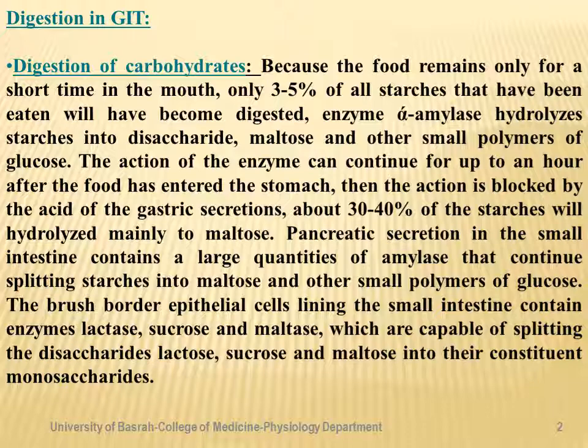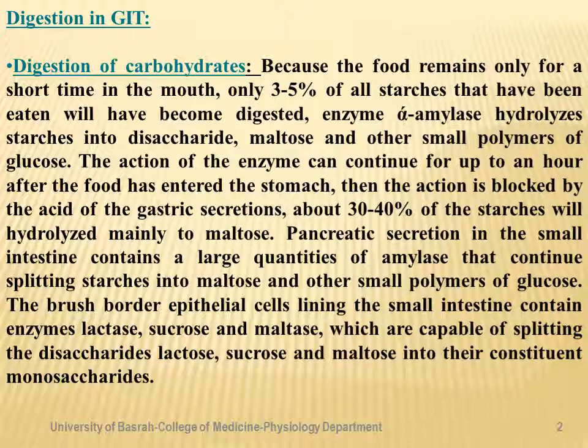Then when this disaccharide reaches the small intestine, the pancreatic secretion, نقصد به pancreatic amylase, and we also have large quantities of amylase that continue splitting the starch into maltose and other small polymers of glucose.